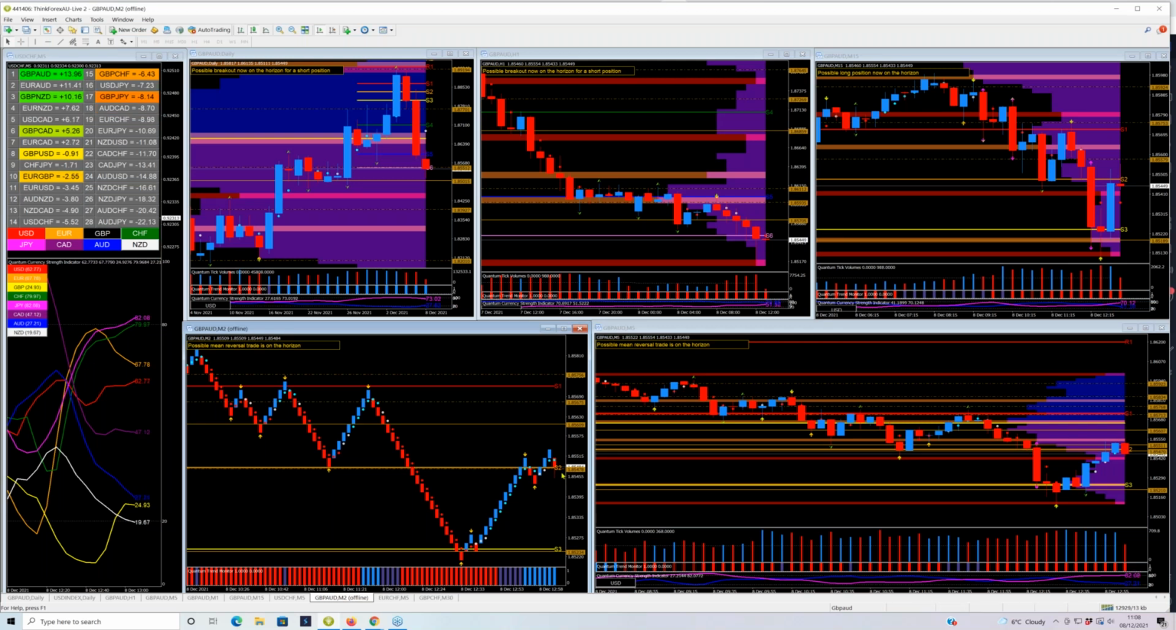And this is what I meant by the wicks coming to the bottom of the Renko. When you see that, although it's a pullback, it's a red candle, you can see the wick there. That actually tells you that there is still momentum to the upside. So we have to wait and see.